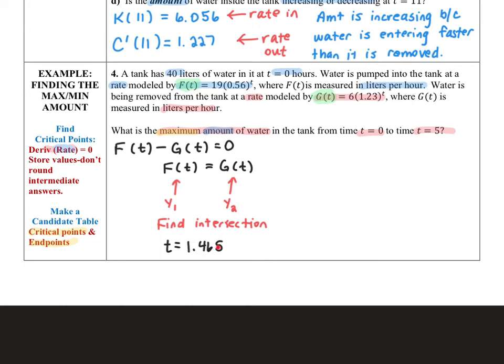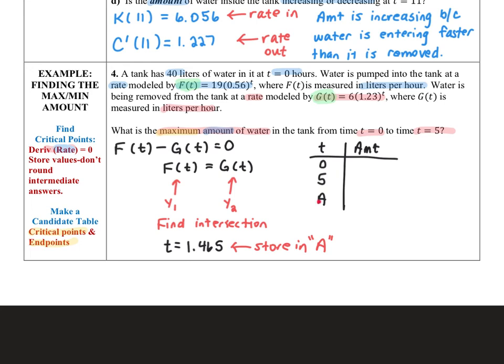That is a rounded answer, and I don't want to use it in any further calculation, so I'm going to store it into a dummy variable that I'm going to call a. Now I get my candidates table going. I have a column for my t values, and I have a column for the amount, so I'm going to put in my endpoints, which are 0, 5, my critical point, which is this 1.465. Because I've defined it as a here, I can call it from a here on out. Here's my short list of candidates for the maximum amount of water. I know it's going to happen at one of these times.